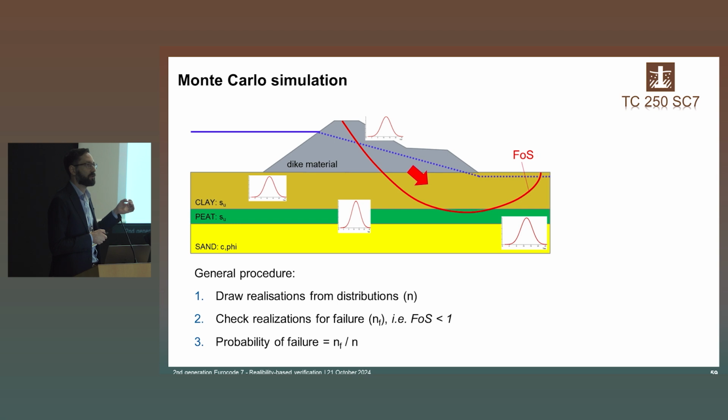What you want to do here is to draw random samples from all the probability distributions that you have assigned and quantified, and then see in how many of these instances you do this 10,000, 100,000, 1 million times, depending on the accuracy you're after. Then you check how many of these simulations actually give you a factor of safety less than 1. You count all of those and divide it by the number of samples that you drew. And this gives you then the probability of failing.